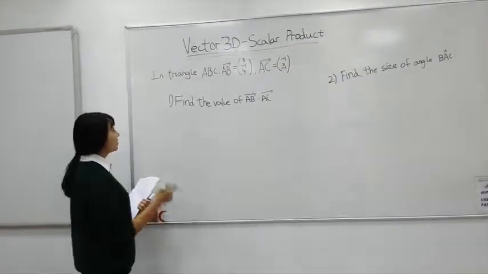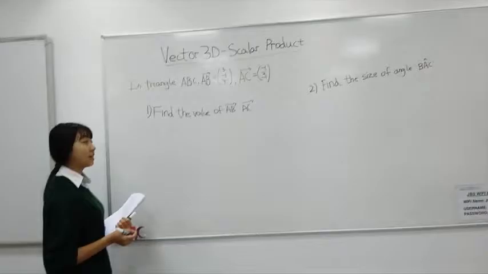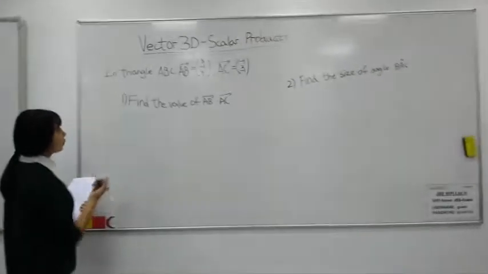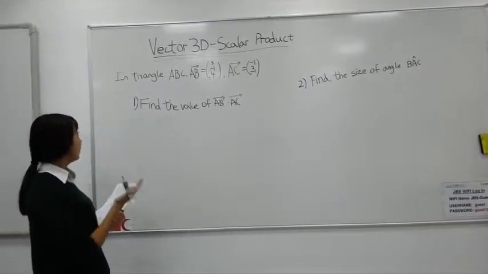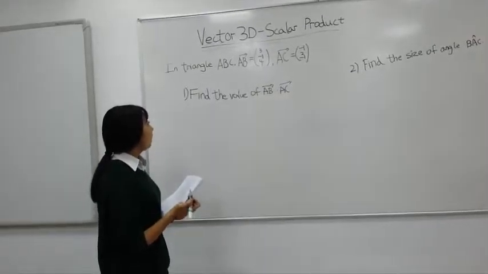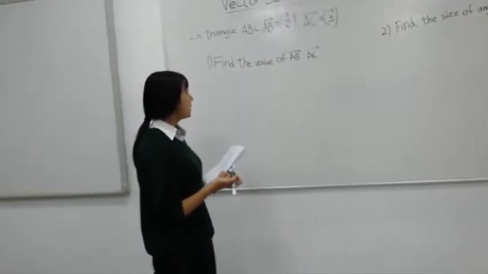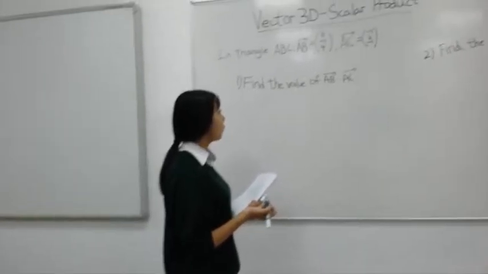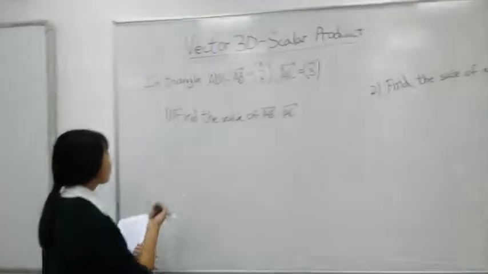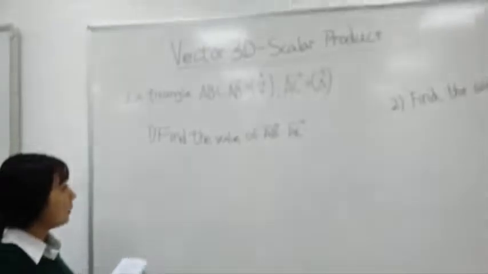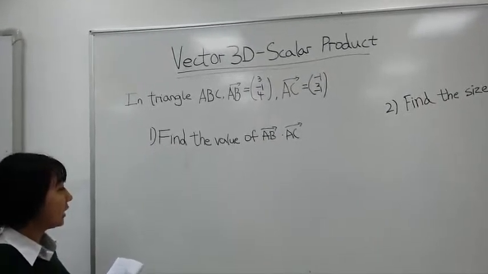Hi everyone, today I'm talking about vector 3D scalar product. The information given to us for this topic is: in a triangle ABC, the vector AB has the components 3, minus 1, and 4. AC has the components minus 1, 2, minus 1. The first question we need to find out is the value of vector AB times vector AC.